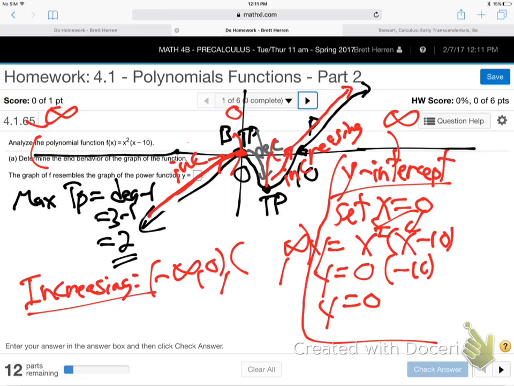Would it be a bracket next to 0? No, they just want parentheses. Okay. Yeah, because it doesn't matter. You're not right on the 0. It's just the sections, what you're doing in the middle.